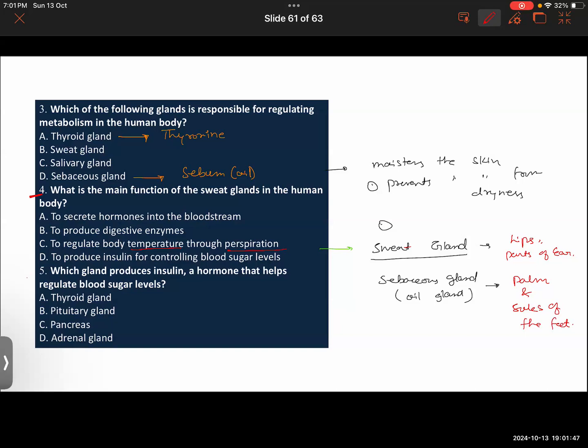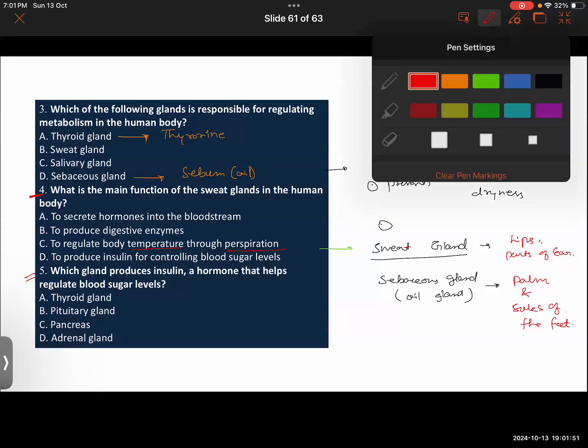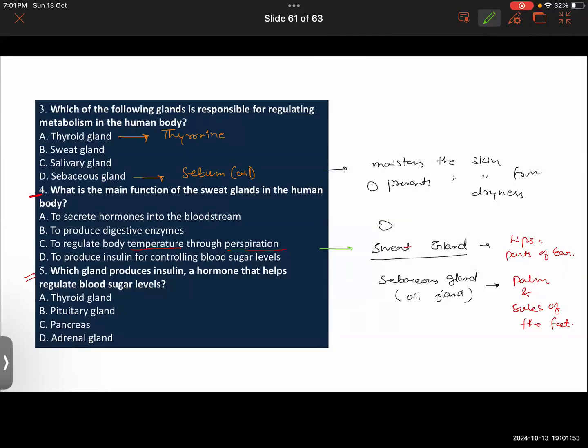Which gland produces insulin, the hormone that helps regulate blood sugar level? Pancreas. Very good. By the way, the pancreas secretes one more thing. What is it? Apart from insulin, it also secretes something that helps in maintaining the level of sugar in the blood. Glucagon, exactly.